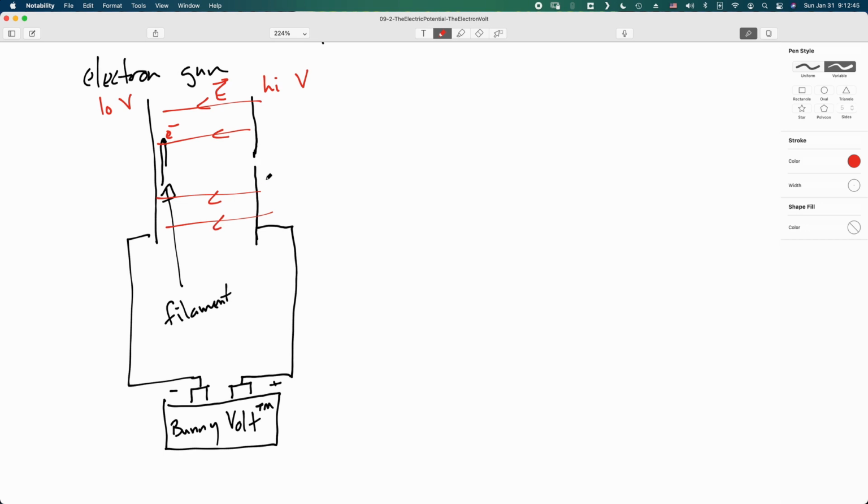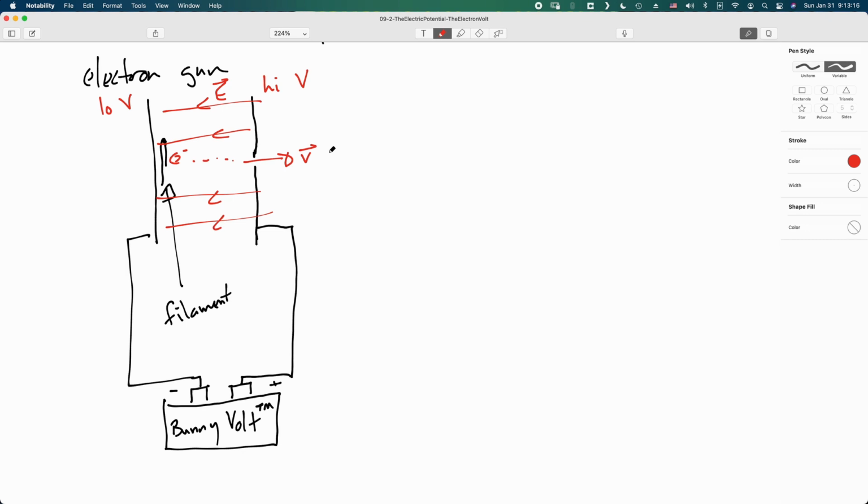But anyway, most of the electrons that come off of our filament will be accelerated, will strike the other plate, and will be completed through the circuit. But occasionally one of these will fly out the little hole and go flying down to your experimental target.